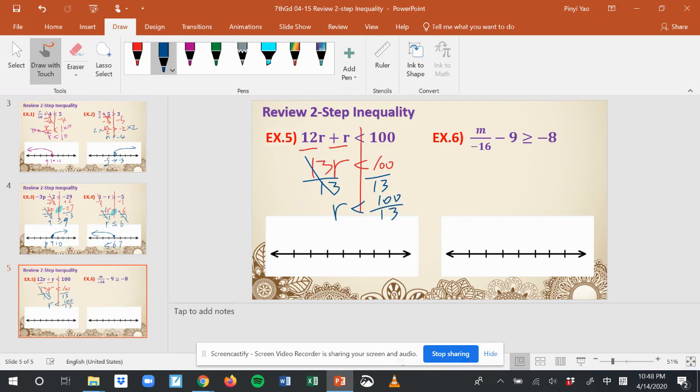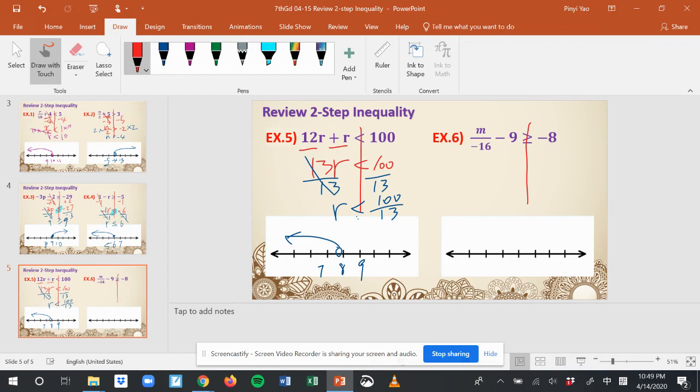If you put in your calculator, that's a bit more than 7, but less than 8. So let's say that's our 7, 8, 9. 100 over 13 is around there. Our sign doesn't have an equal sign, so it's going to be a donut. And since it's pointing to the left, our arrow is also going to point to the left. And now last one, draw the line.